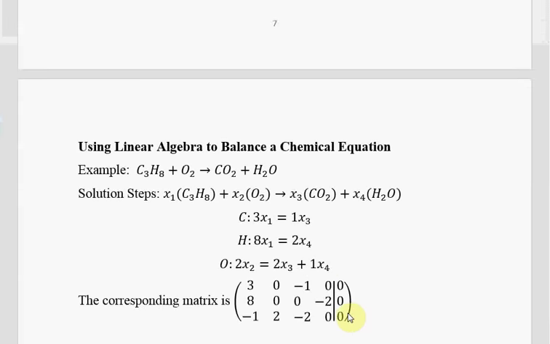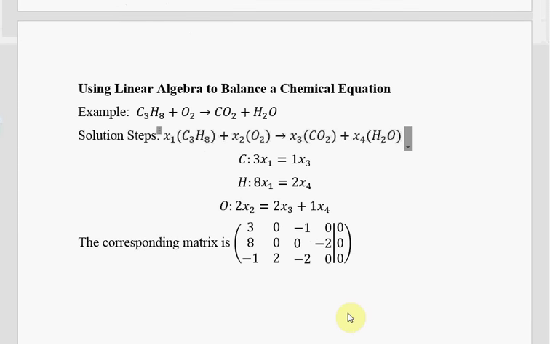Let's look at the next situation, how to use linear algebra to balance a chemical equation.